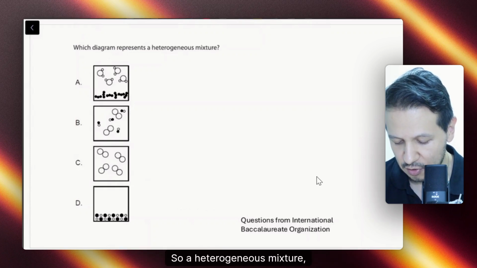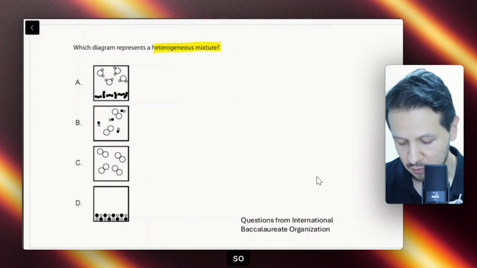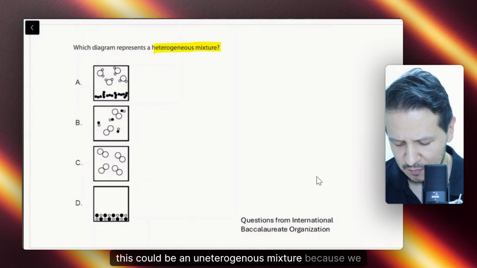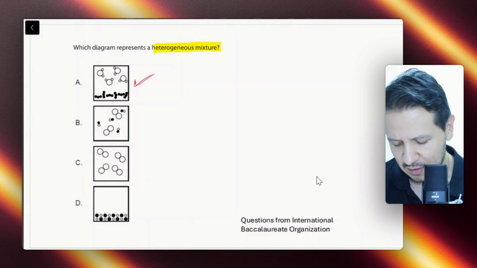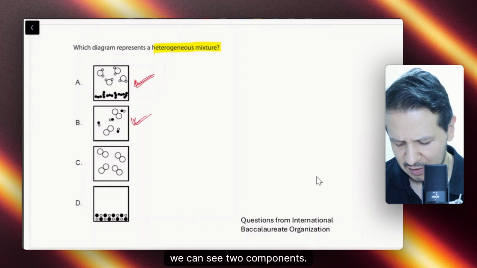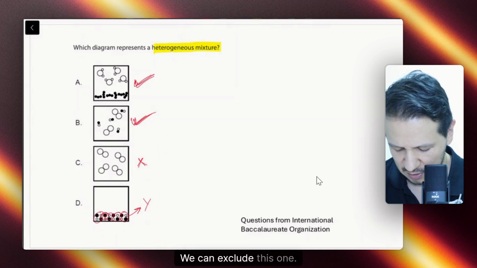So heterogeneous mixture, remember that is the one where we have different components. If you see this, it could be a heterogeneous mixture because we can see two phases, two different parts. This could be heterogeneous as we can see two components. This one, definitely not, it's only one component. We could say that this is homogeneous since all of the parts are exactly the same. It's the same component. We can exclude this one.